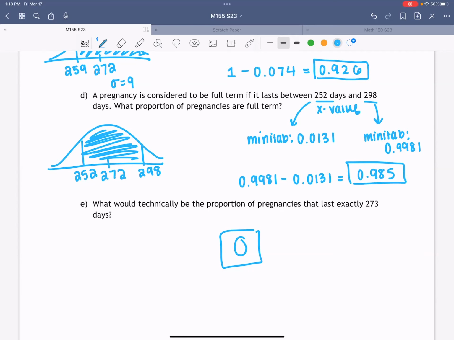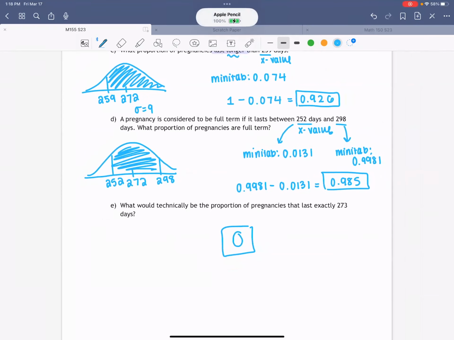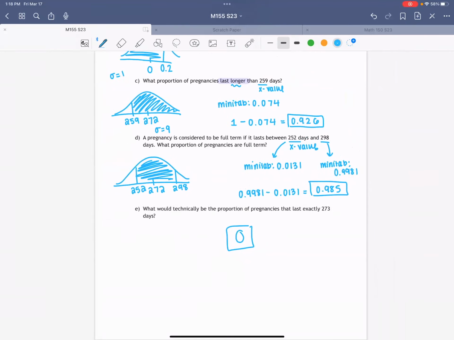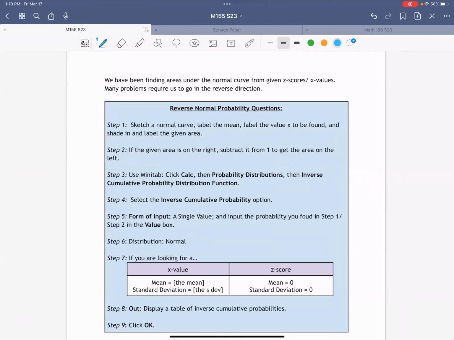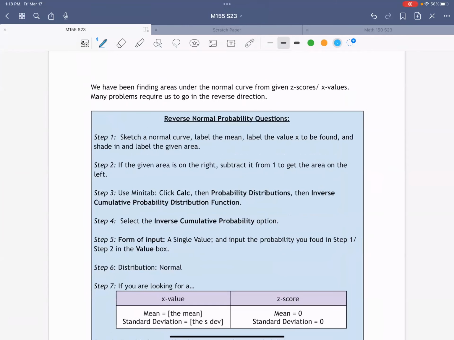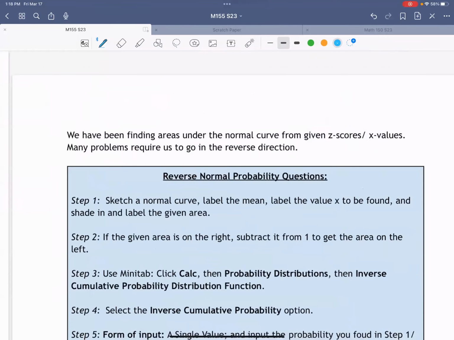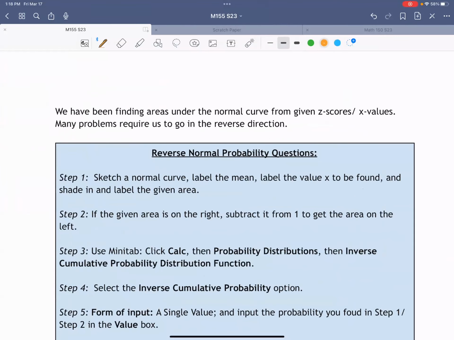All right. Any questions on the warm-up? I think we are dead set good on finding these probabilities. Let's do something a little different. Now, so far, let me write this out. So far what we've been doing is we've been given a question that tells us either an X value or a Z score, right? The X value or a Z score.